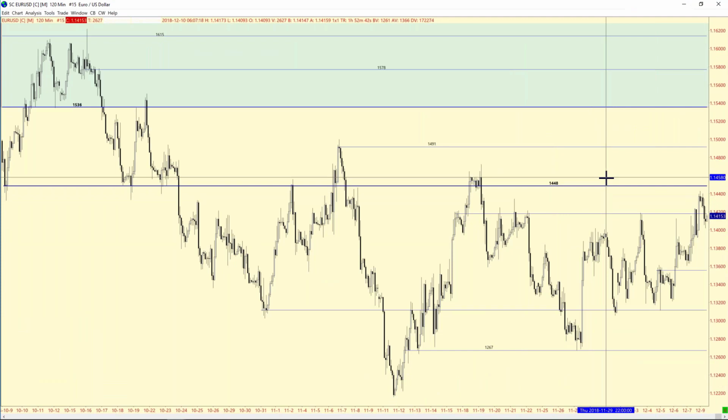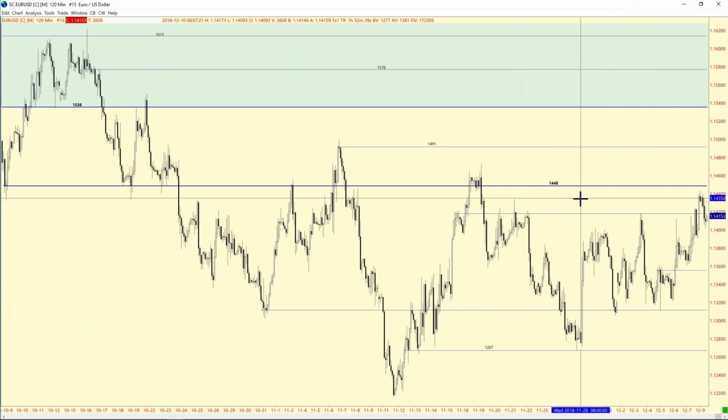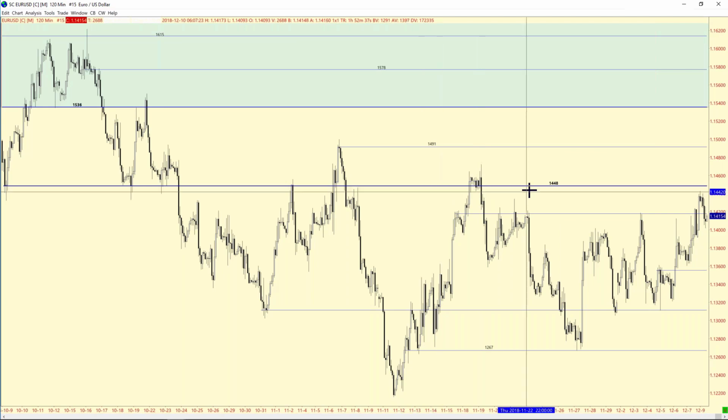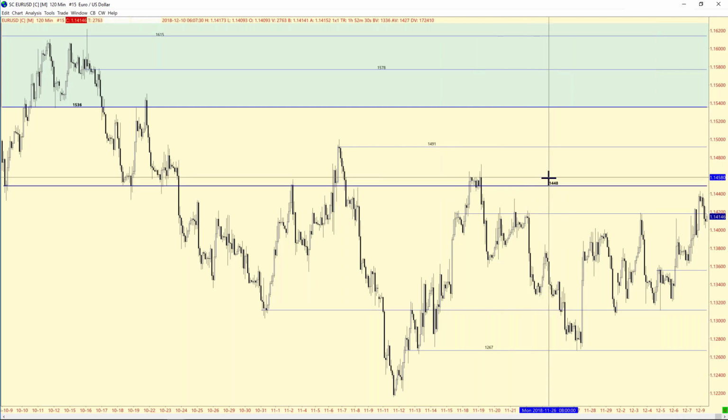Here's a key daily area, this 54 area here for the daily. But here on the 2-hour chart, I still like this. I think we could easily pop to this 1448. Actually, I'm surprised that it didn't work. It came pretty close right here, 1444. We almost made it, but it's going to come in right there, 1458.